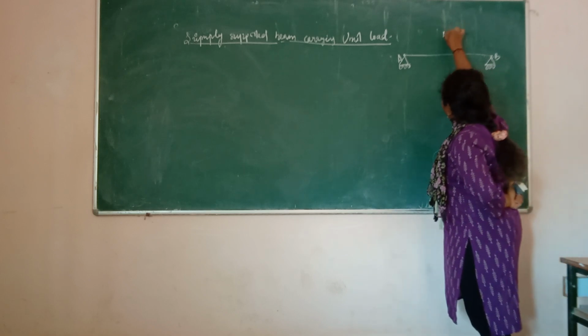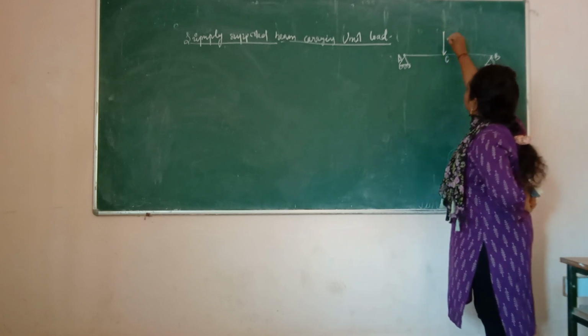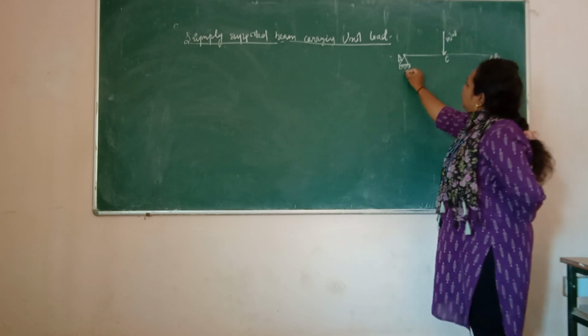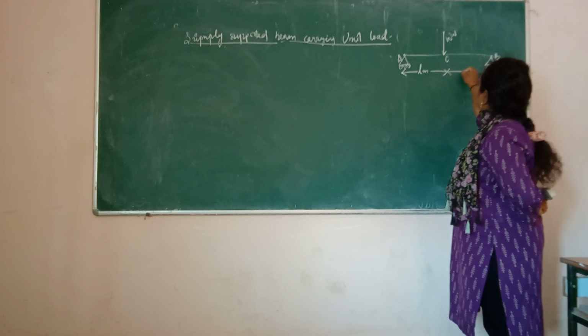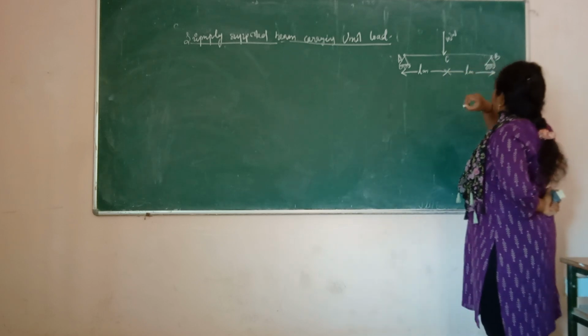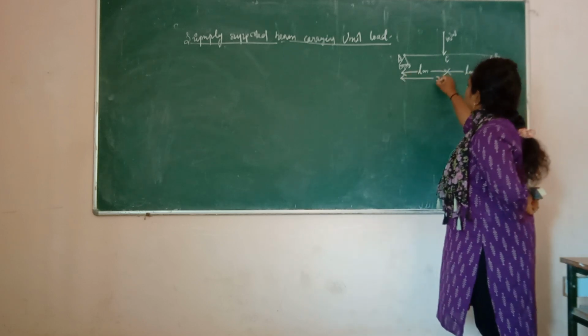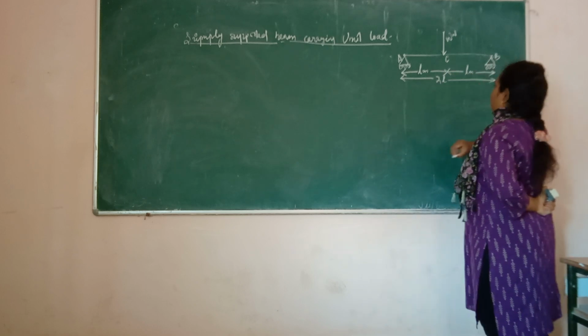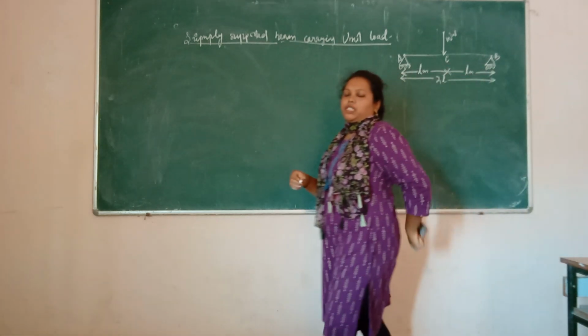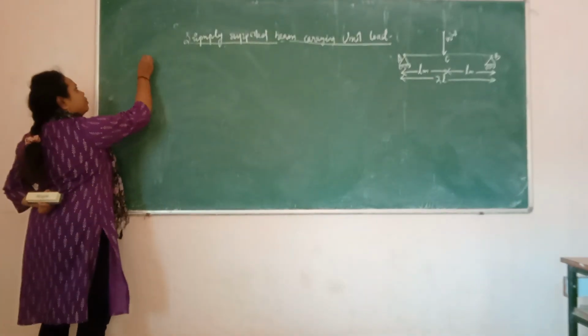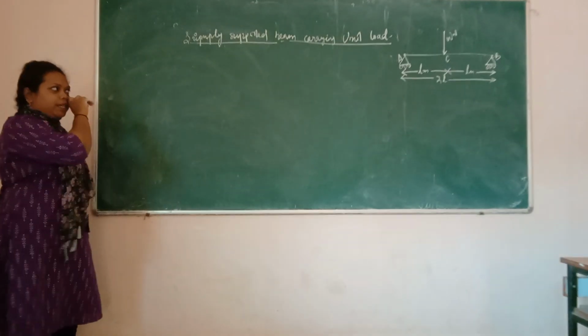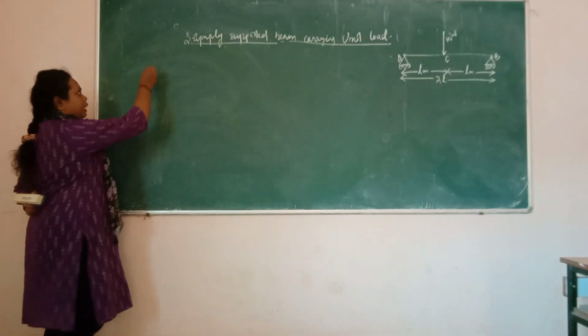Let a point load of W Newton be at point C. The distance between A and C is L meter and the distance between C and B is also L meter, and the total distance is 2L. Now we have to draw the shear force diagram and bending moment diagram. First of all, we have to calculate the reaction at point A and at point B.